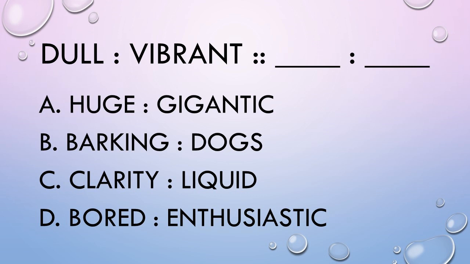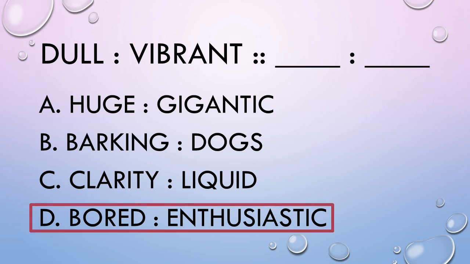Letter C, clarity and liquid. Clarity is an adjective like dull, but it is not antonyms with liquid. Therefore, letter C is not the correct answer. Letter D, bored and enthusiastic. Bored is the antonym of enthusiastic. Therefore, letter D is the correct answer.